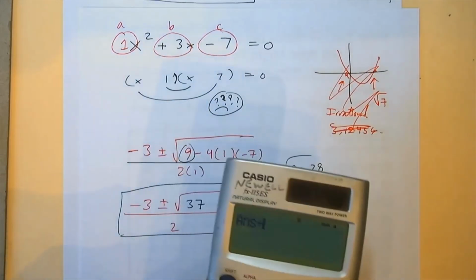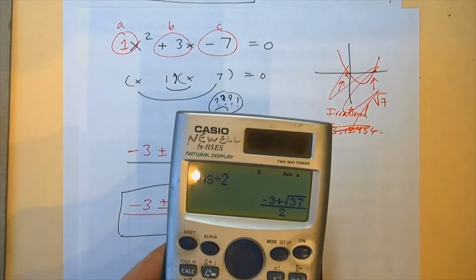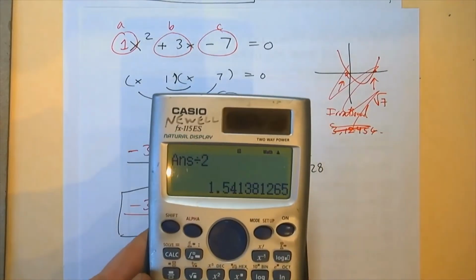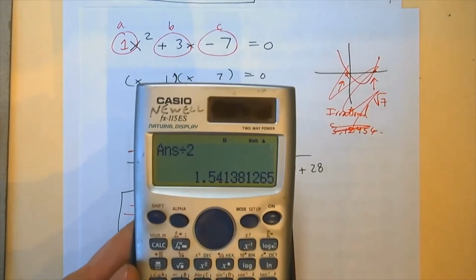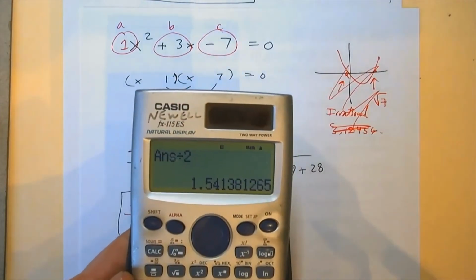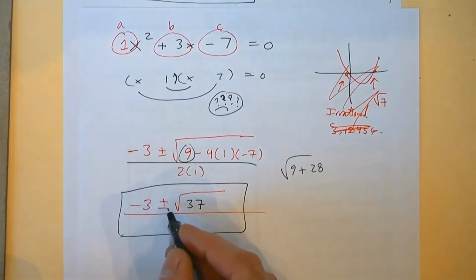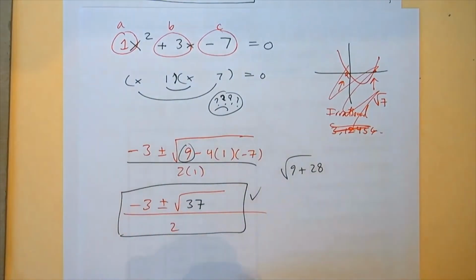Okay, divided by 2. Well, that doesn't help. I can hit decimal. That was the number, 1.54. Wow, no wonder I couldn't guess it. It's a crazy irrational number. And the other one I would subtract. So these are your two answers.